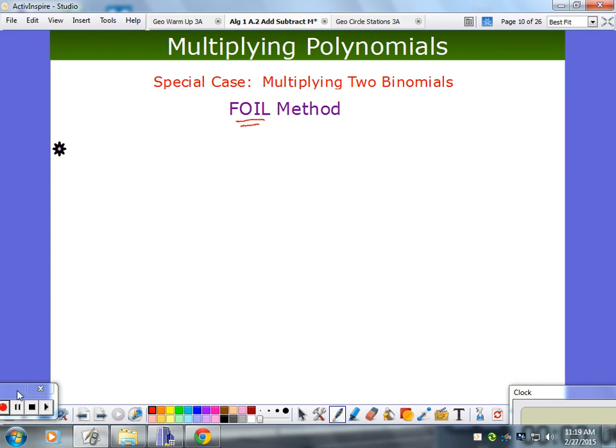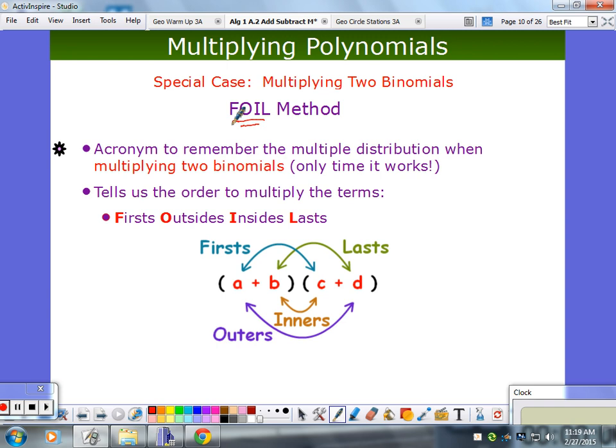Let's see what FOIL is. This stands for firsts, outsides, insides, lasts. All it's doing is, if you have two binomials, it only works for binomials. Remember what that is? Two polynomials that are binomials and you're multiplying. That's when FOIL can work. It's multiple distribution.